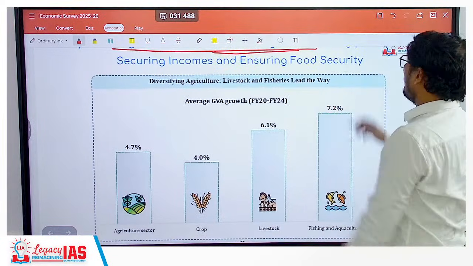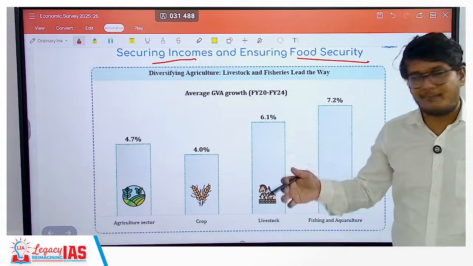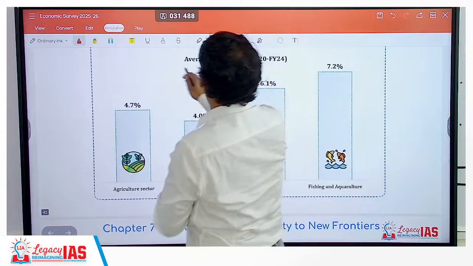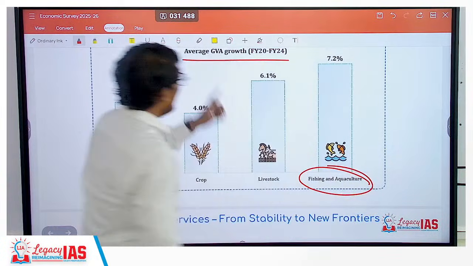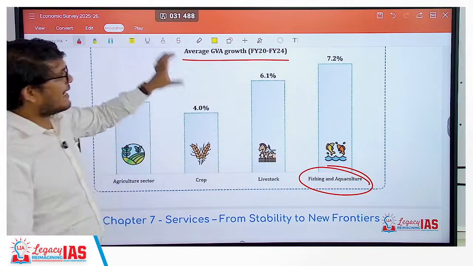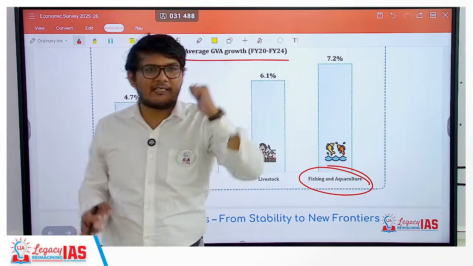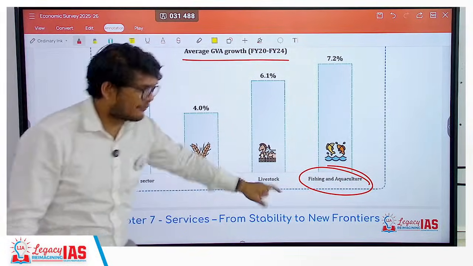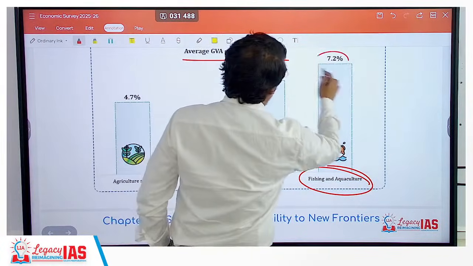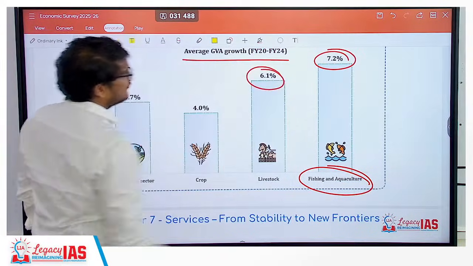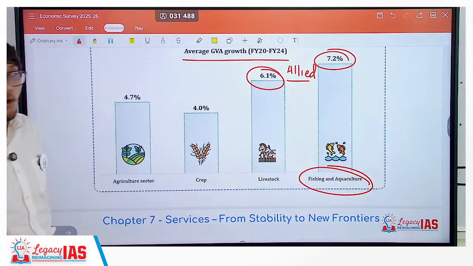So here we are talking about raising the productivity to ensure income for the farmers and food security for the people at large. If you look at the average gross value added through agriculture, it is the fisheries which is now in agriculture. Why is fishery coming? Because when you talk about agricultural gross value added, you take agriculture plus allied activities, and allied activities consist of livestock rearing, fishing and aquaculture as well. So it's the fishing and aquaculture which is growing at a faster pace. Then you have the livestock. So basically it is the allied activities that are helping agricultural growth considerably.